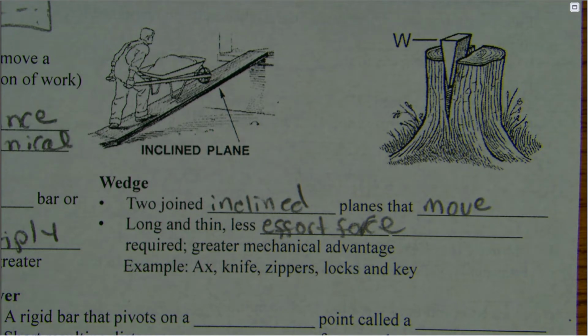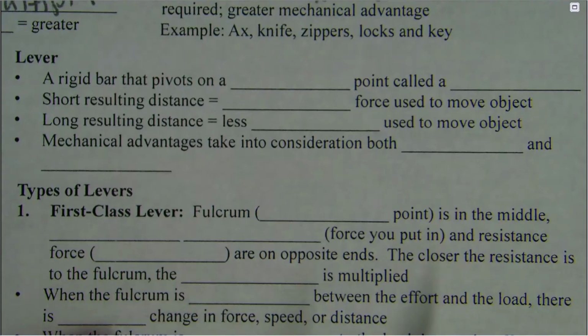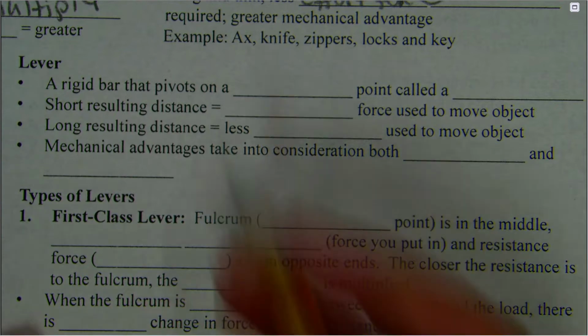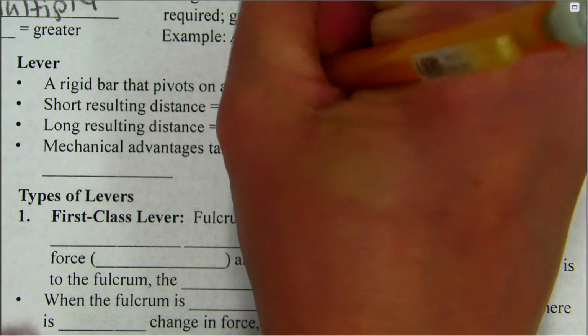All right, our next type is going to be a lever. Levers are going to have a rigid bar that pivots on a fixed point, which we call a fulcrum.